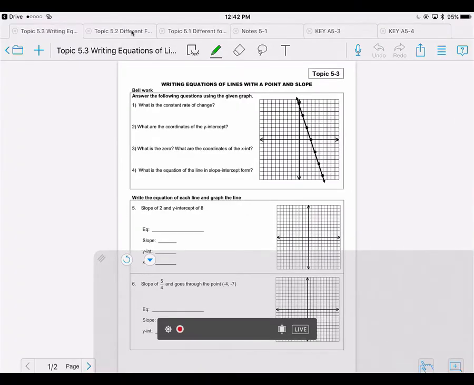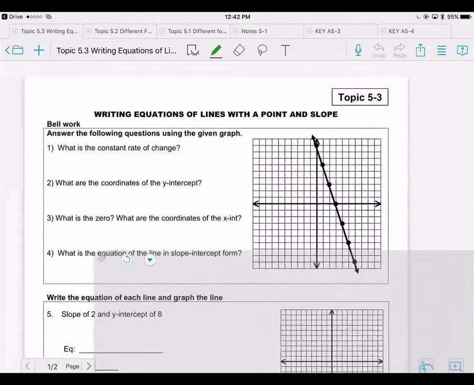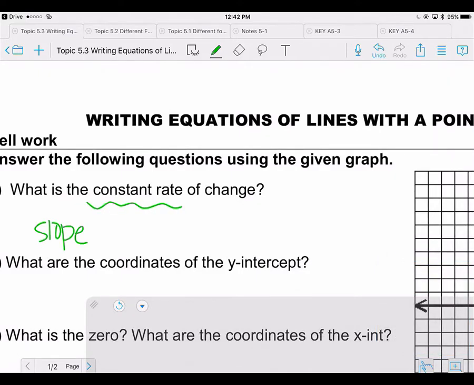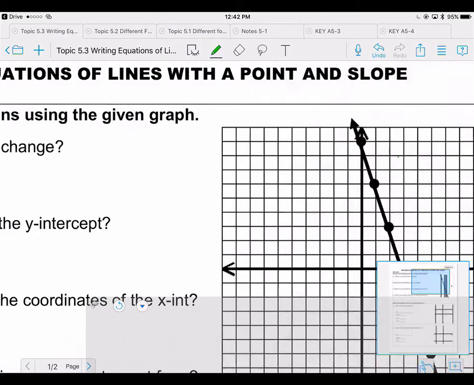This video is for topic 5.3 where we are writing equations of lines with a point and a slope. Our bell work has asked us to identify some of the stuff when given the graph. So first they asked for the constant rate of change. Remember, constant rate of change is a fancy word for slope. So we are looking from point to point, how much does it change?